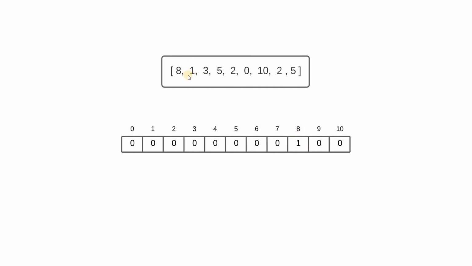Now the next number is 1. So we're going to increment the value at index 1. There we go. Now the next value is 3, so we're going to increment the value at index 3. Next value is 5. Next value is 2. Next value is 0. Next is 10. Next is 2 again, so now we end up with a total of 2 counts there. Now we have 5 again, so we have 5 incremented here as well. So this is step 2 carried out.